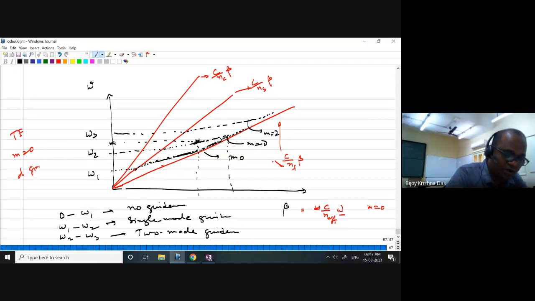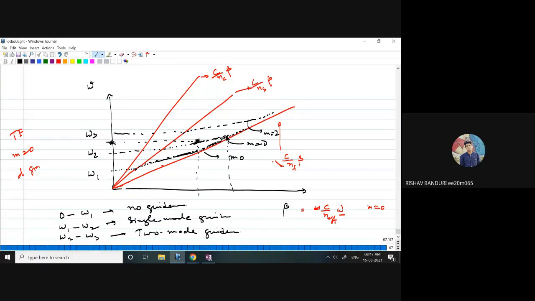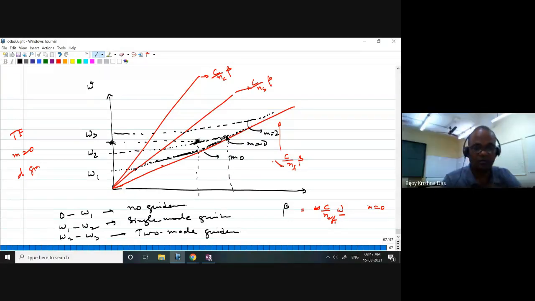That's why when I am considering this frequency, I get one solution here for m equal to 1, and I will also be getting another solution for m equal to 0. Am I correct? Yes, sir. Okay, fine.